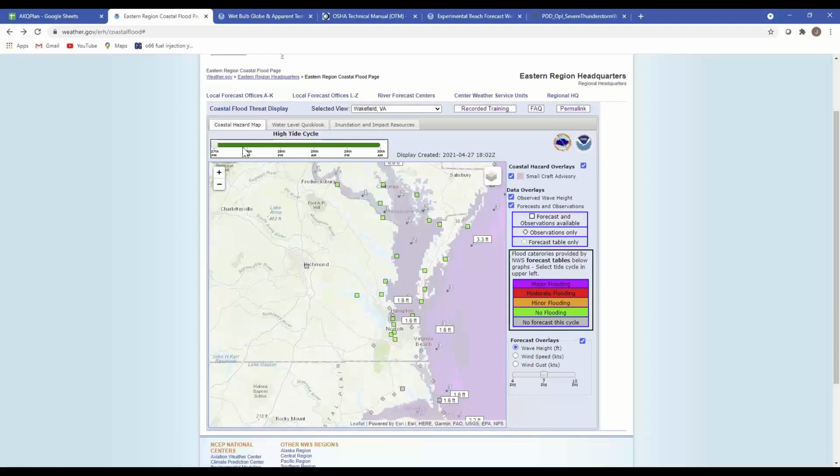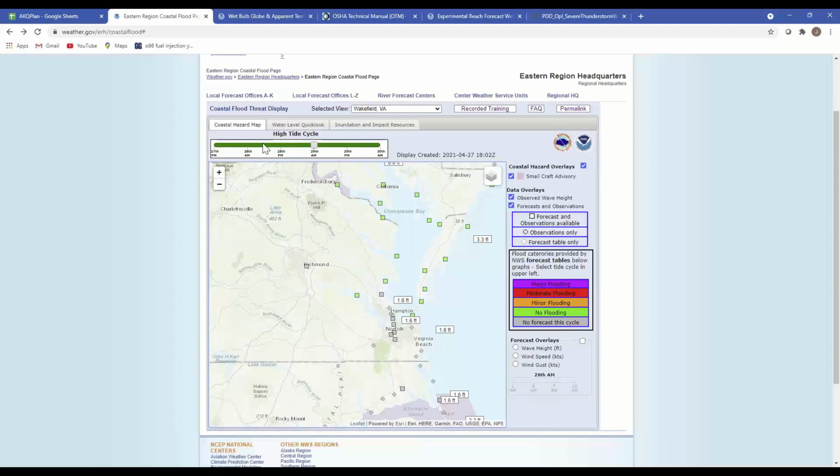And you'll notice at the top, we go through different high tide cycles. So this is kind of looking at the high tide cycle here on the 27th. We can move ahead to the high tide cycle coming up on the 28th. And you can kind of just change this if you want. Right now, there's no tidal flooding that's forecasted at all.